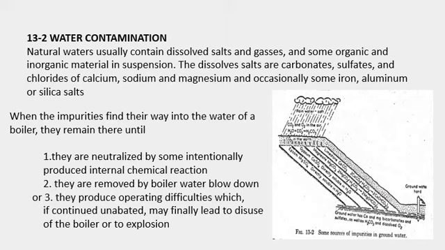When the impurities find their way into the water of a boiler, they remain there until they are neutralized by some intentionally produced internal chemical reaction, or they are removed by boiler water blowdown, or they produce operating difficulties which, if continued unabated, may finally lead to disuse of the boiler or an explosion. This figure shows some sources of impurities in groundwater.